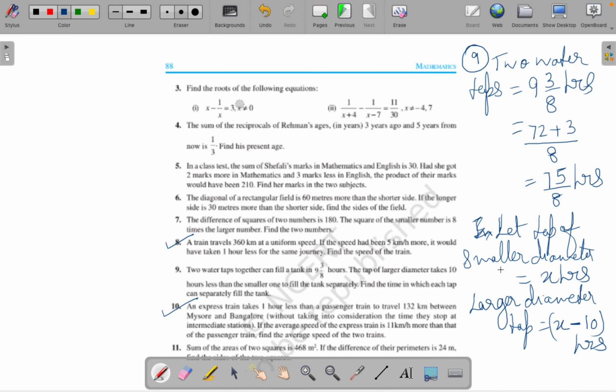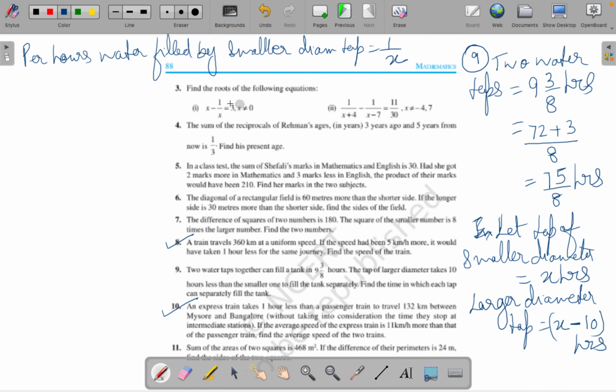So here, children, we will use the unitary method. How? The smaller diameter tap is taking x hours to fill. So that means, can I say per hour water filled by the smaller diameter tap will be 1 by x, right?